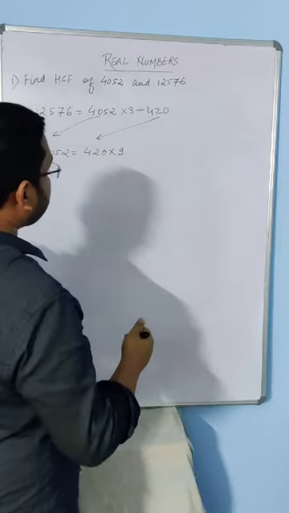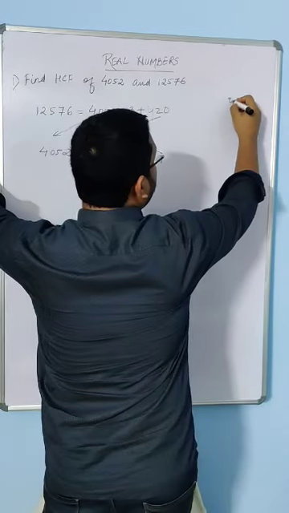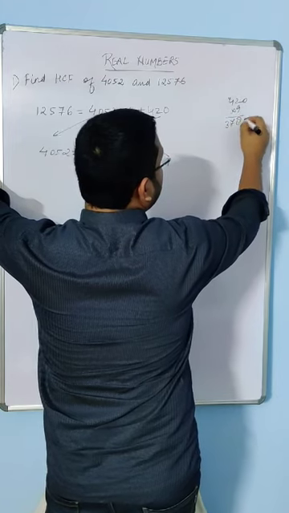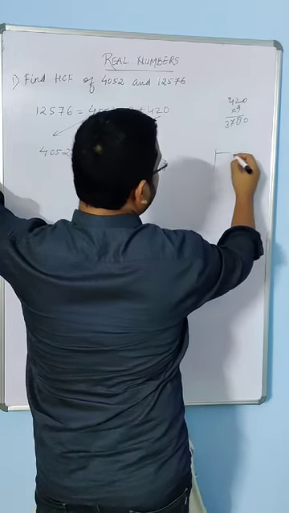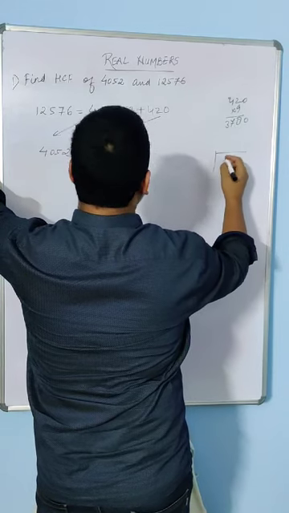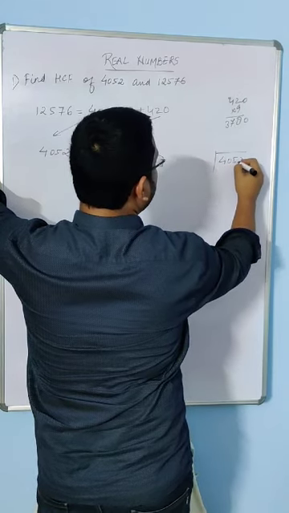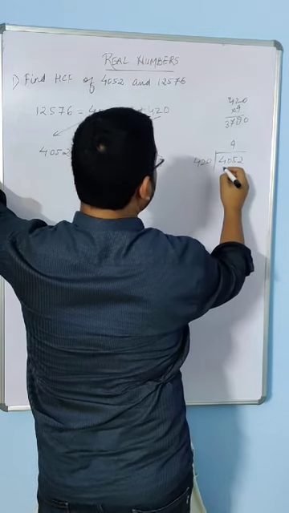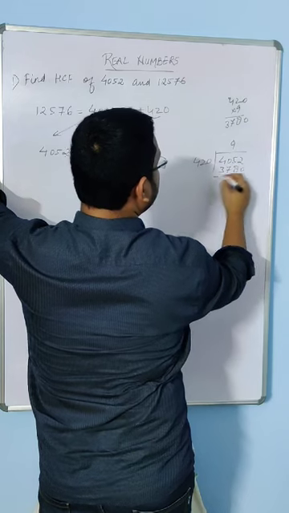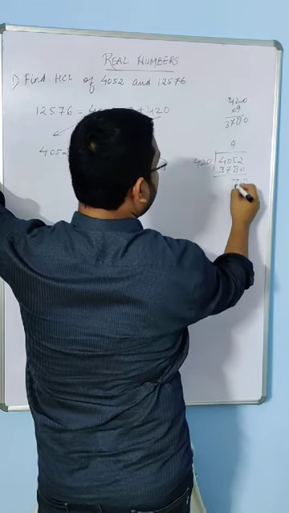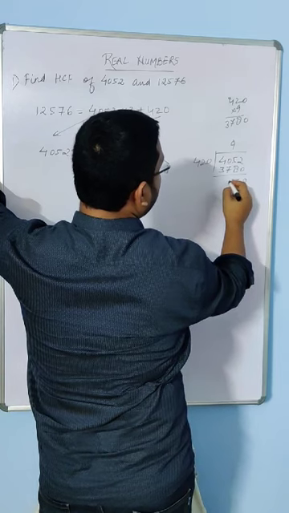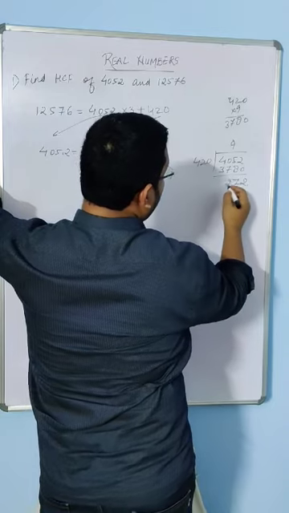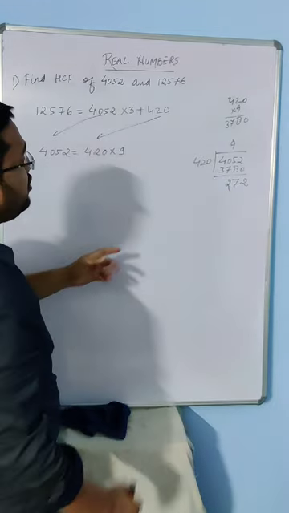So let's do it. 420 into 9 will give you 9 2s are 18 and 1 carry, 9 4s are 36 plus 1 is 37, so 3780. So let's divide it. What you're going to get here is 4052, 9 times it goes by 420, and you have 3780. So 2, 15, 8, you got 7, and you got 272.